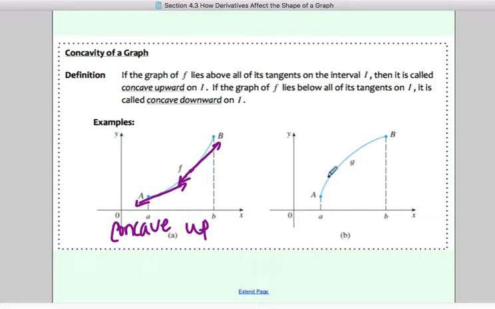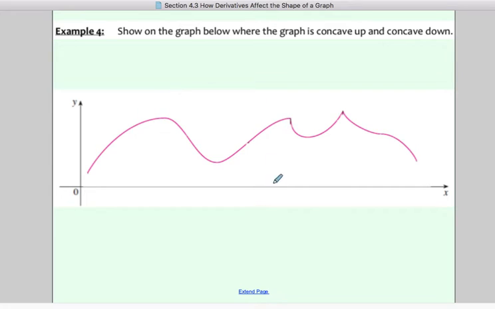So in this case, if I draw my tangent lines, here's a few of them. Notice how the curve is below it. So since the curve is below, this is concave down. So that is concavity. So let's look at an image where we have to write on there where it's concave up and concave down.